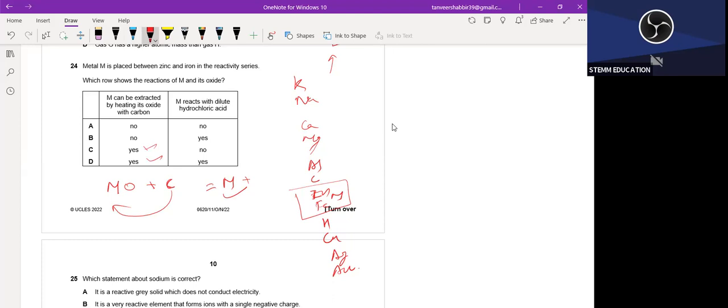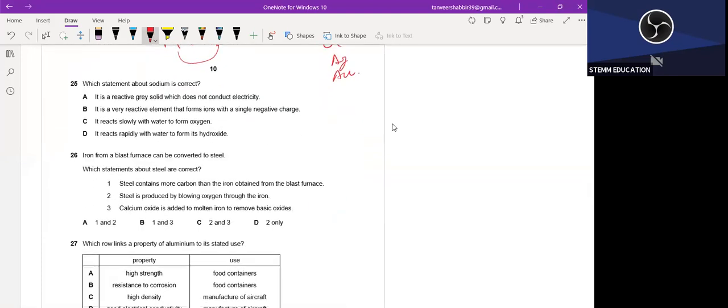M reacts with dilute hydrochloric acid. Now M is reacting with dilute hydrochloric acid. So now this M is reacting with this. So yes, M can replace this because M is more reactive than hydrogen. So the answer is yes. But both should be yes, yes. So the answer of 24 is D.